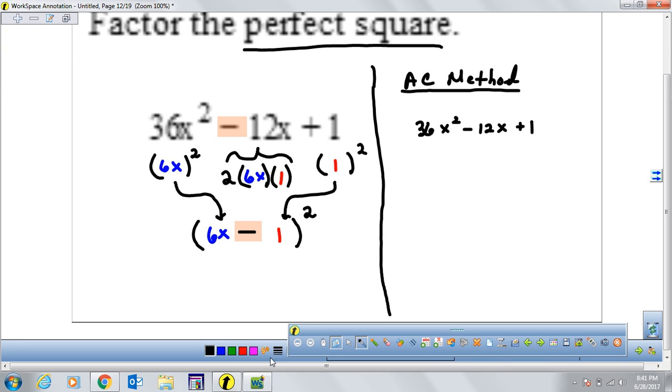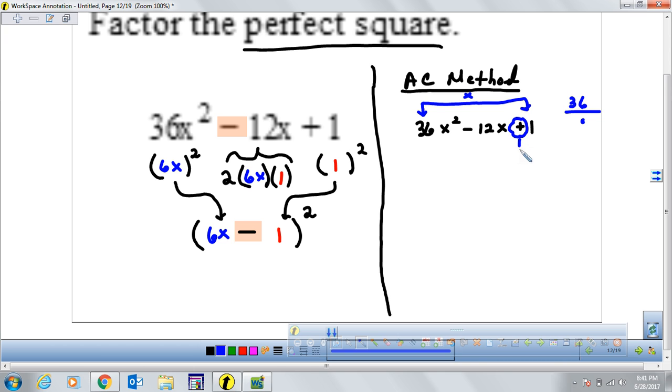So for the AC method, remember the way we started is that we're going to multiply A times C. 36 times 1 is 36. So we've got to find two numbers that when multiplied give me 36, but at the same time, if you look at the last sign, when added, they give me 12. So that would be 6 times 6. But since it is a negative 12, both of them must be negative, because they need to add up to negative 12. So we're going to put the negative 6 and the negative 6 on these two factors right here.